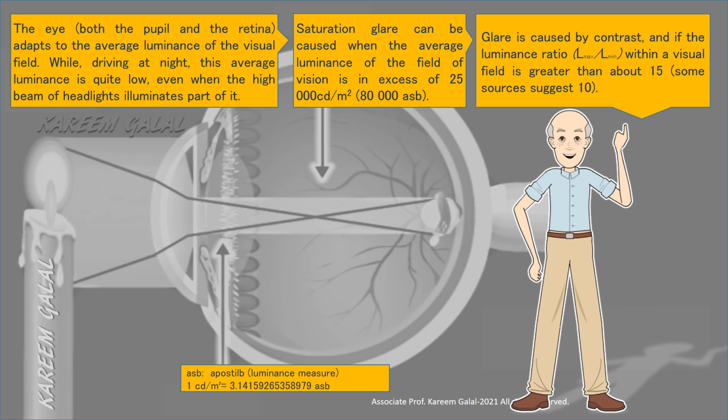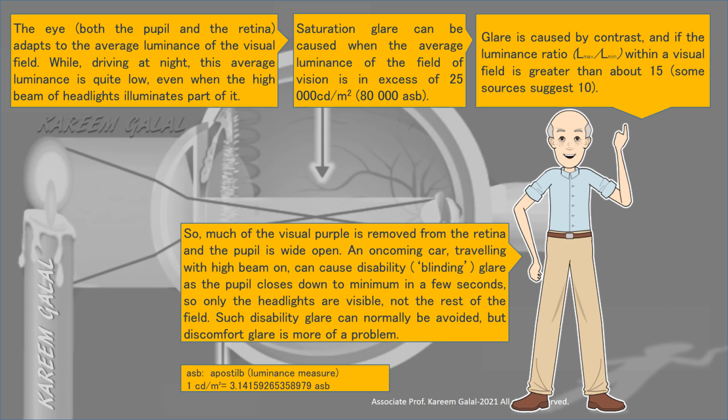both the pupil and the retina, adapts to the average luminance of the visual field. While driving at night, this average luminance is quite low, even when the high beam of headlights illuminates part of it. So, much of the visual purple is removed from the retina and the pupil is wide open. An oncoming car traveling with high beam on can cause disability glare as the pupil closes down to minimum in a few seconds. So only the headlights are visible, not the rest of the field. Such disability glare can normally be avoided, but discomfort glare is more of a problem.